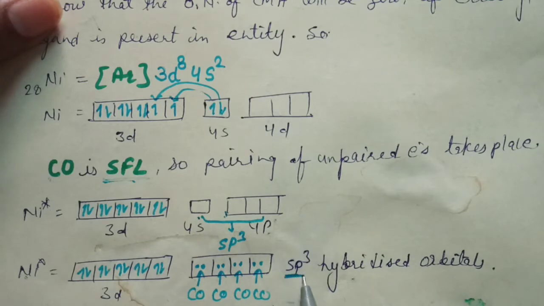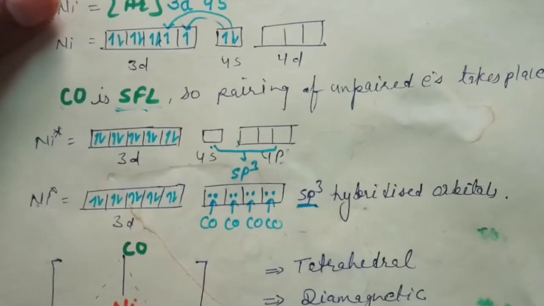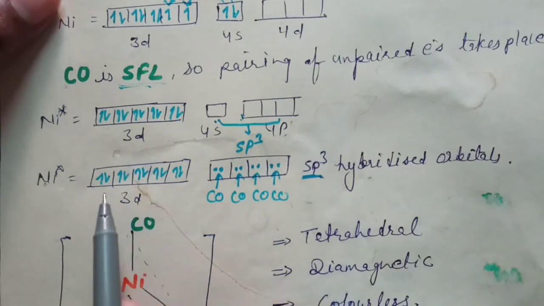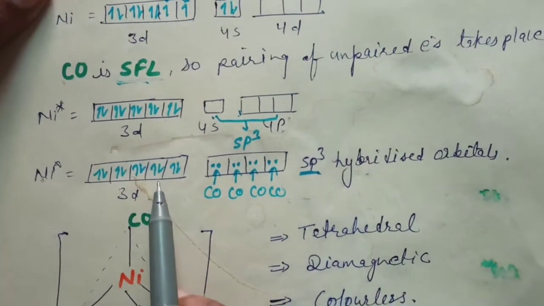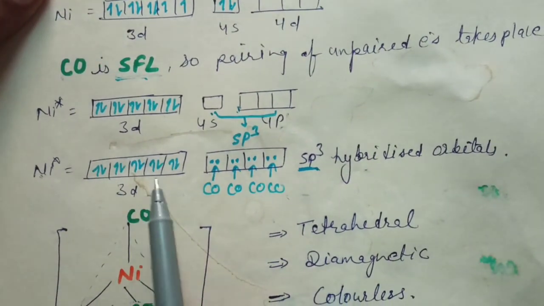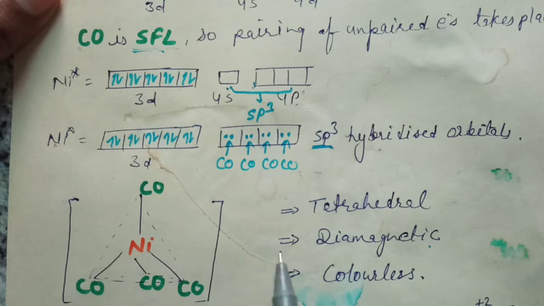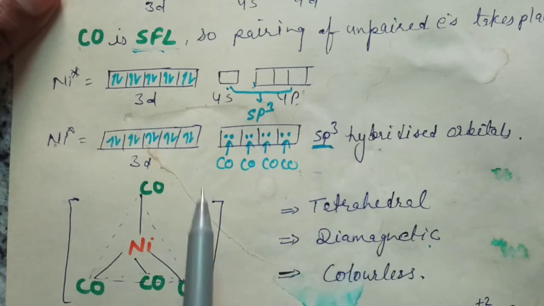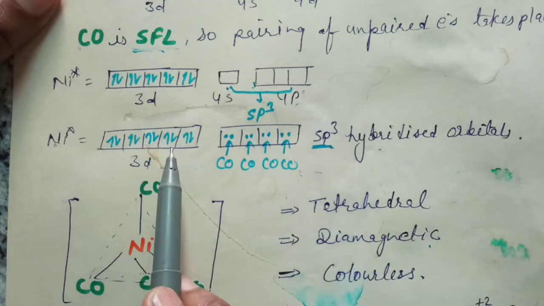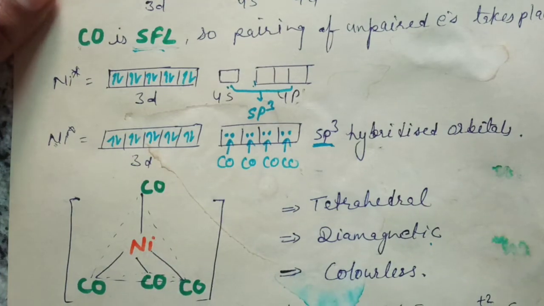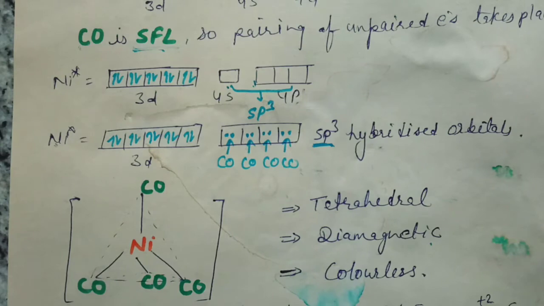Due to sp3 hybridization, the geometry will be tetrahedral. There is no unpaired electron in this compound, so the compound will be diamagnetic and colorless also. This is the tetrahedral geometry, and it is diamagnetic and colorless due to the presence of all paired electrons. Clear? Now we will discuss the compounds with oxidation number 6.